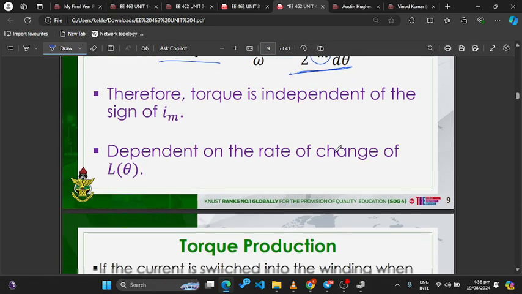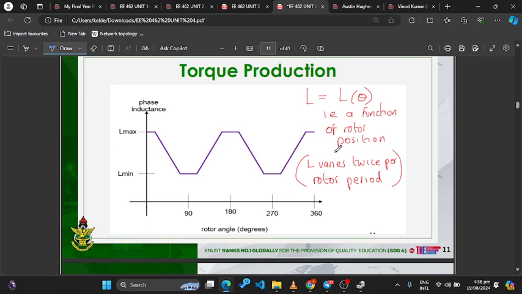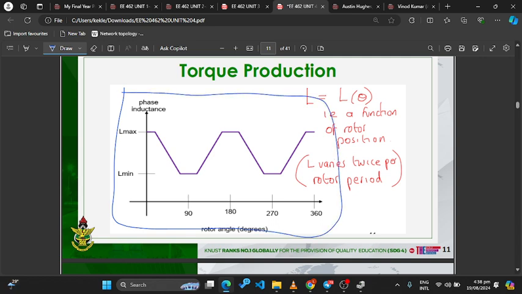With the rotor position. Okay, so that leads us to this graph over here. Please know how to draw this graph. It's not difficult. Okay, so let's draw it.